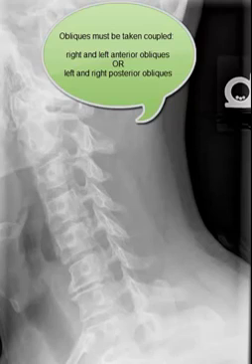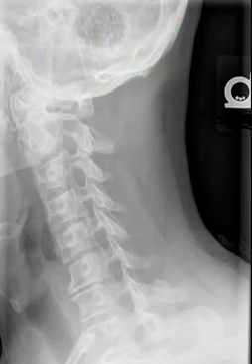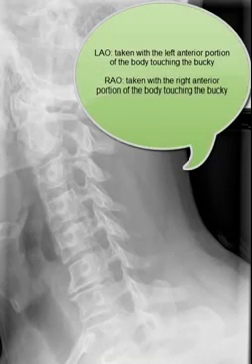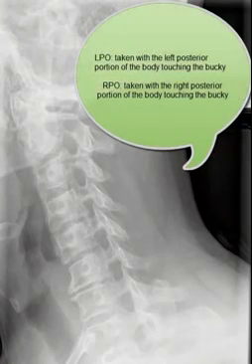Now, oblique projections are named for the portion of the body that is touching the bucky. So, for example, if we take a left anterior oblique radiograph of the cervical spine, that implies that the left side of the patient, as well as the anterior portion of the left side of the patient, was positioned up against the bucky. This will become important in testing situations or in written examinations when asked questions like, an LPO projection of the cervical spine was obtained, and which IVFs are you viewing?